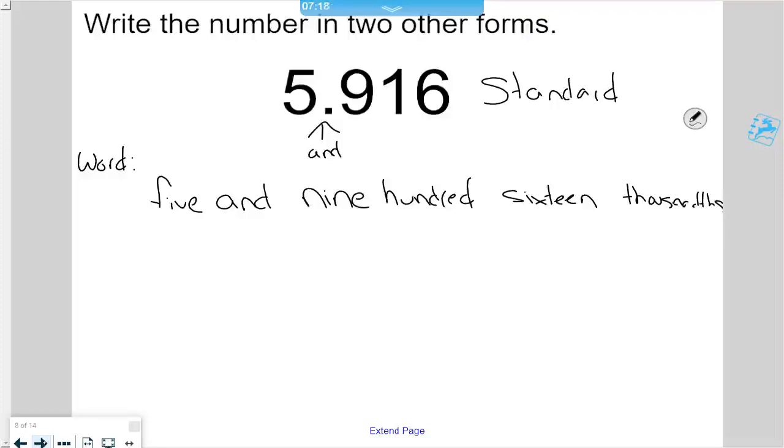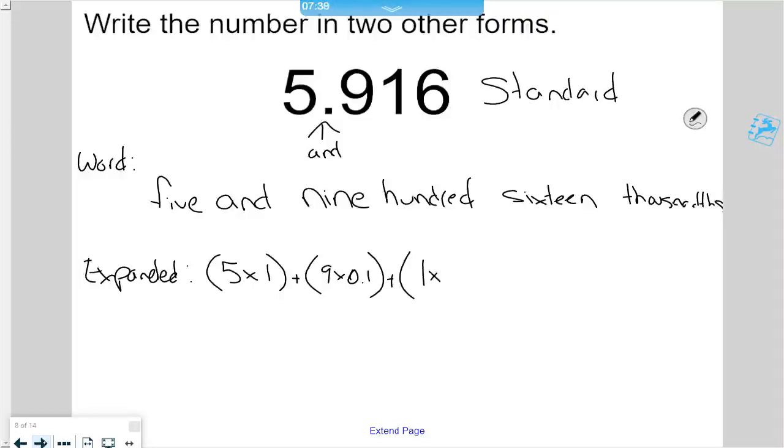So again, if we write this in expanded form, we get 5 times 1 plus 9 times 1/10 plus 1 times 100th plus 6 times 1,000th. So those are our two other ways.